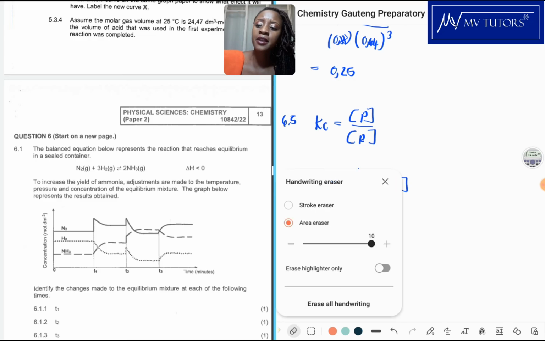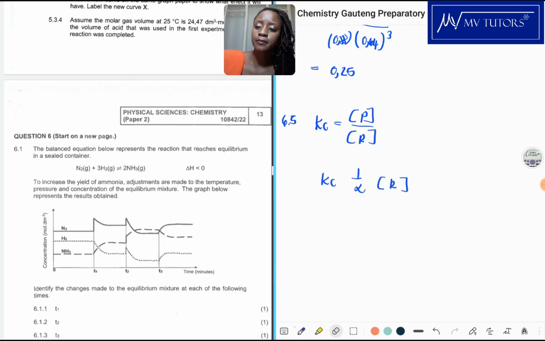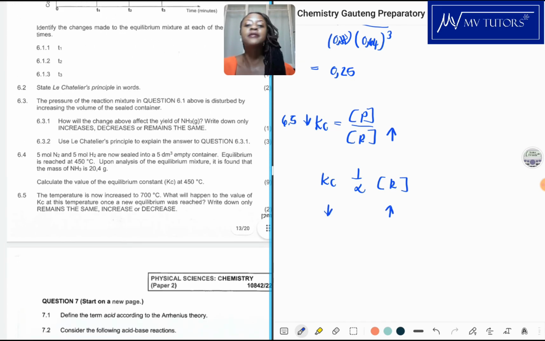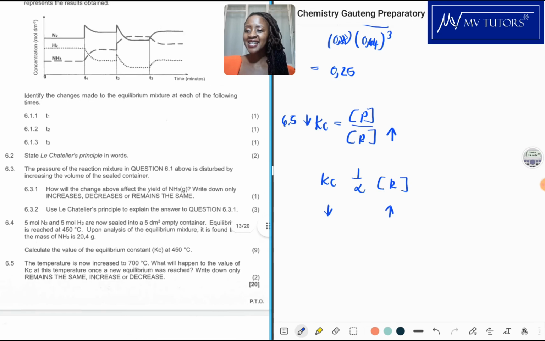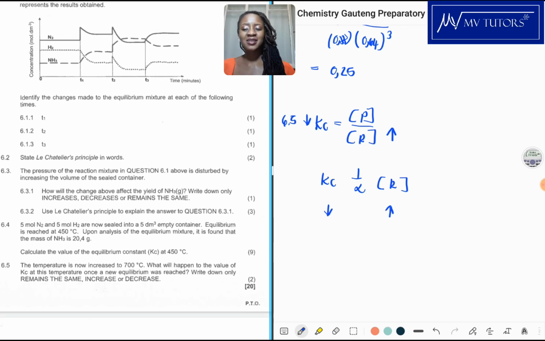then your Kc value will decrease. So if your reactants increase, your Kc value decreases. Okay, this increases, that decreases. So that is the answer you're going to give, decrease. And that concludes question 6.